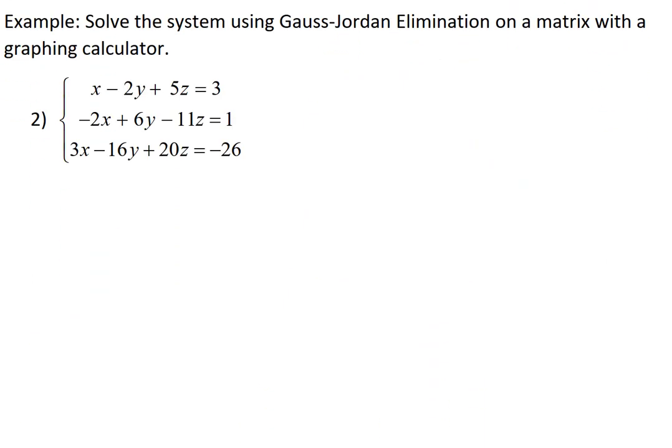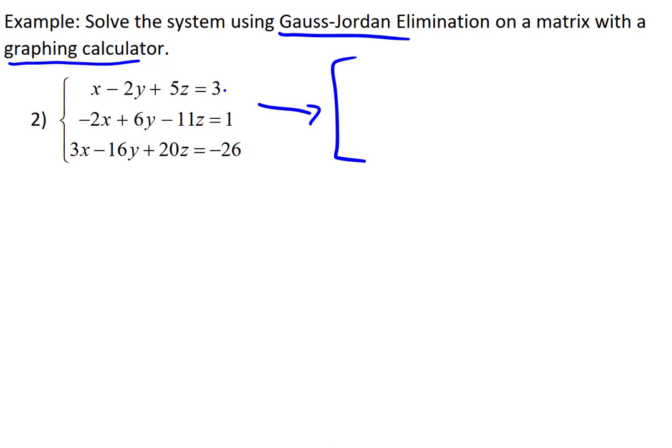Let's try another example where we want to solve a system using Gauss-Jordan elimination on a matrix with a graphing calculator. So again, we're using the technology to help us with all the tedious row operations. We'll want to convert this, of course, to a matrix first, an augmented matrix, and we'll follow with the coefficients from each equation.